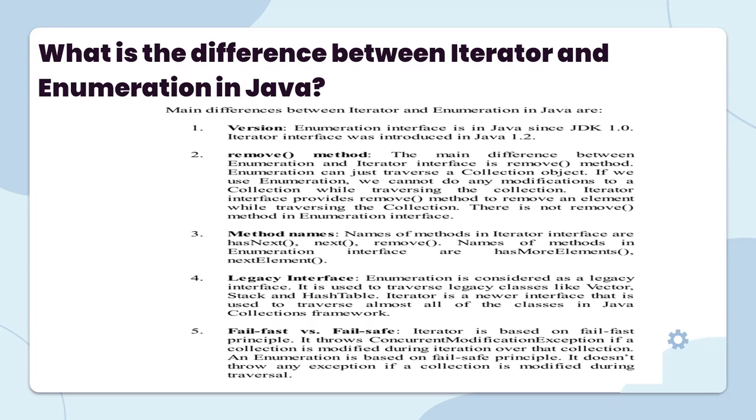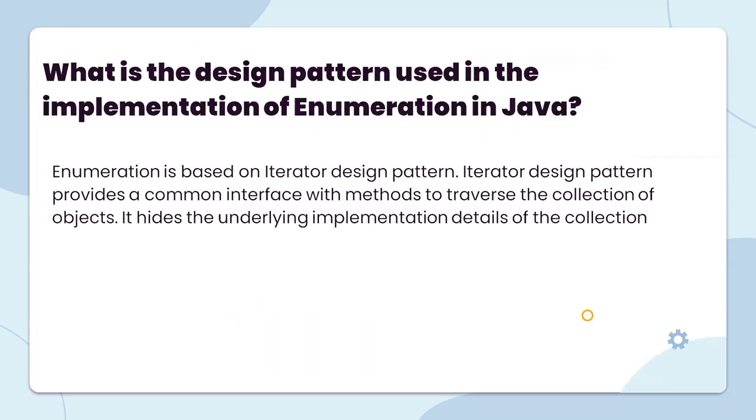That's simple. Now the next question is, what is the design pattern used in the Java implementation of enumeration? He is asking about the design pattern of enumeration. Enumeration is based on the iterator design pattern. The iterator design pattern provides a common interface with methods to traverse a collection of objects. It hides the underlying implementation details of the collection. Got it?